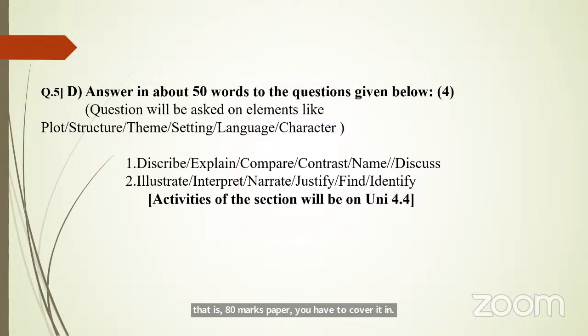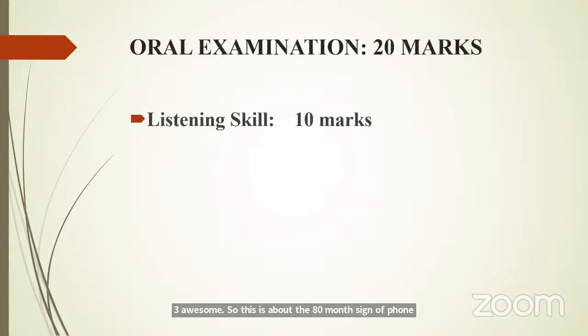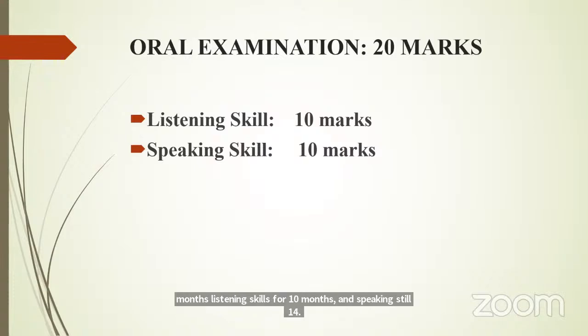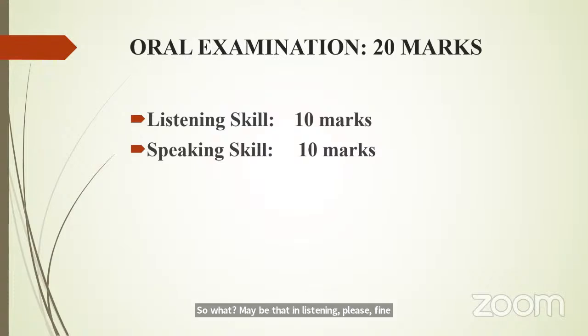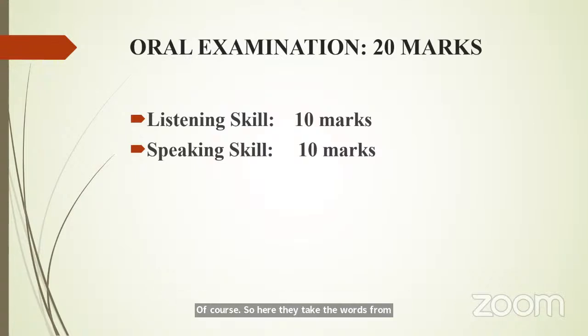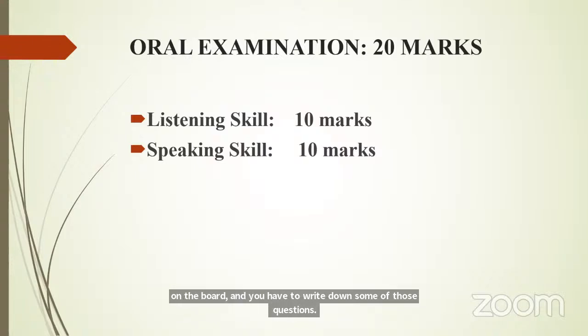So this is about the 80 marks paper. Along with that, we have orals, that is for 20 marks, listening skills for 10 marks, and speaking skill for 10. What will be there in listening skills? 5 marks will be there for the dictation of words. Here we take the words from the textbook, and the teacher will read out any short poem, short story, anecdote and all. Questions will be written on the board and you have to write the answers of those questions. That is entirely based on your listening skill, so develop your listening skill.